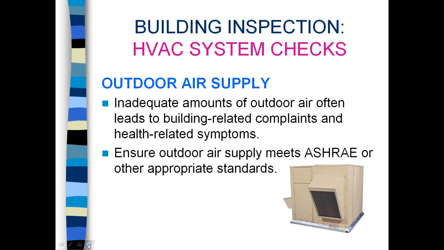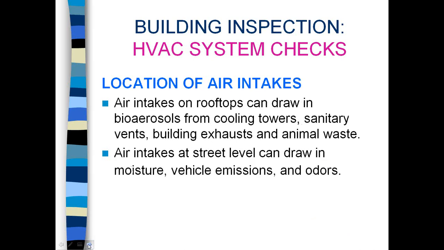Now, during the building inspection, you want to do an HVAC system check. That is to ensure the outdoor air supply meets ASHRAE or other appropriate standards. Also check the location of the air intakes. Air intakes on rooftops can draw in biologicals from cooling towers, sanitary vents, building exhaust, and animal waste like pigeon droppings. Air intakes at street level can draw in moisture, vehicle emissions, and odors.